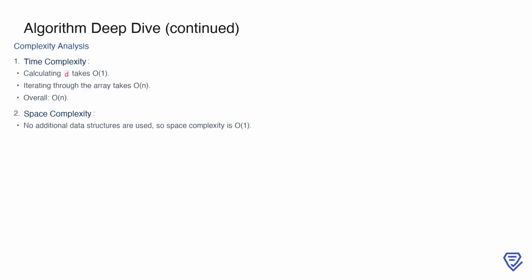Finally, let's analyze the complexity of the algorithm. The time complexity is O(n). Calculating the common difference d from the first few elements takes constant time, or O(1). Iterating through the array to find the missing number requires a single pass, which takes O(n) time. Combining these, the overall time complexity is linear, or O(n).